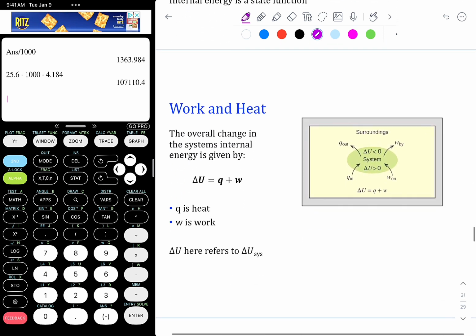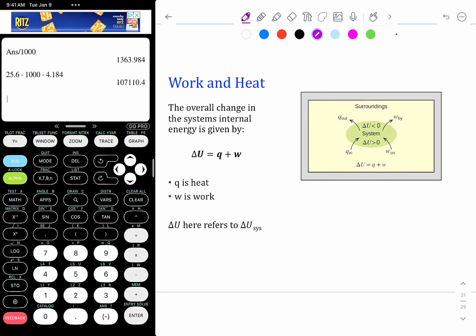So how does this relate to heat? Well, it also relates to something that we call work. So the work then has to be done on the system overall because of the change in the heat. So the overall change in the system's internal energy is given by the equation delta U is equal to Q plus W, where Q is heat and W is work. An example of work in a type of chemical reaction would be like a change in volume.